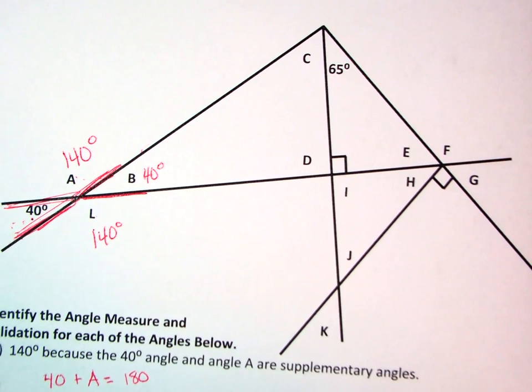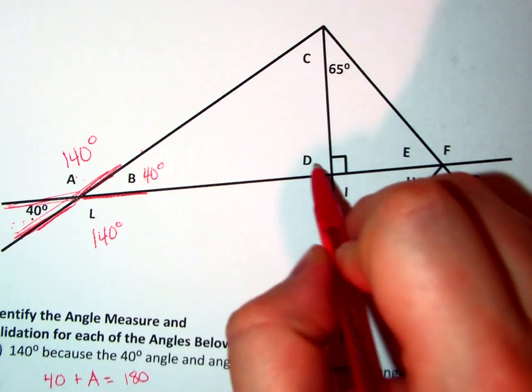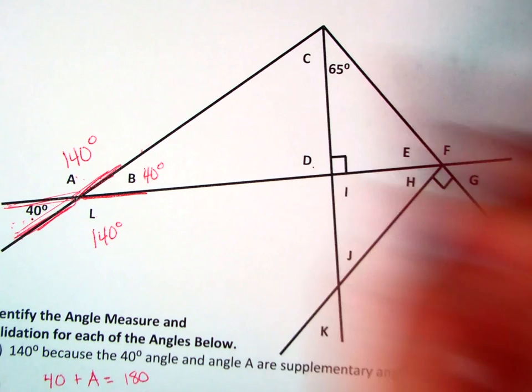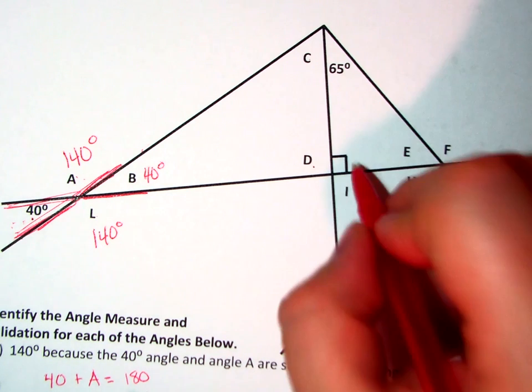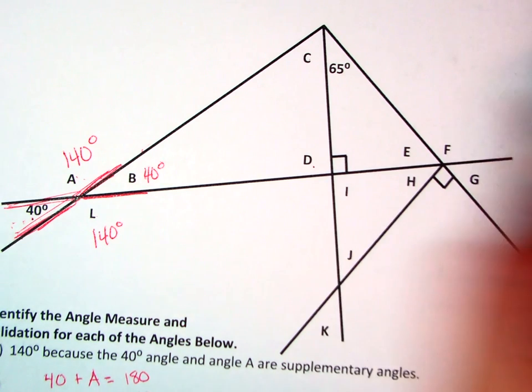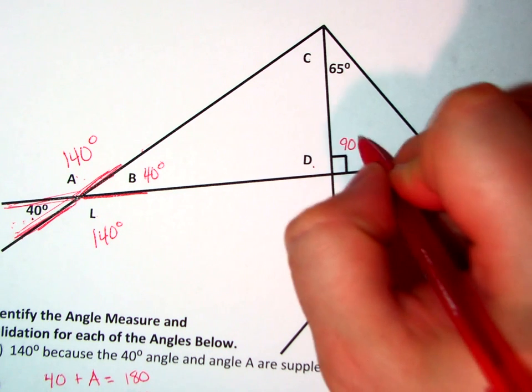Well, let's look for our next angle relationship. I don't know anything about D yet. I don't know anything about C yet. I only have one angle in a triangle, so I need to look somewhere else to see what other information I have. This right angle should stick out to me because that's going to tell me that that angle is 90 degrees.